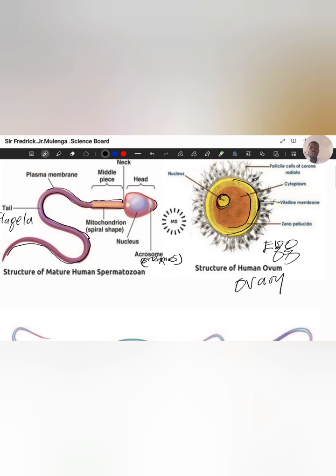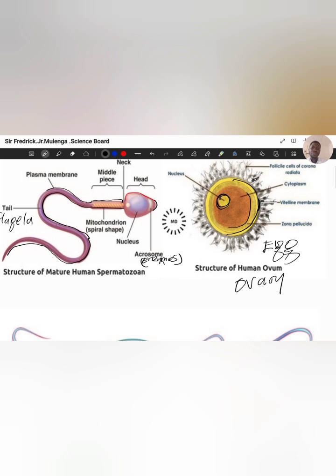Now, before fertilization takes place, definitely there must be some sexual relationship between a female and a male. So during sexual intercourse, or rather we call it copulation, the male will release millions of sperm cells into the vagina, and these millions of cells will actually start swimming towards the egg. All right.